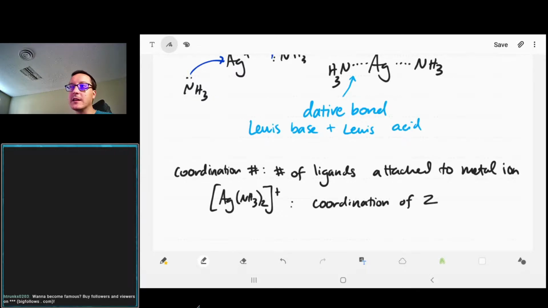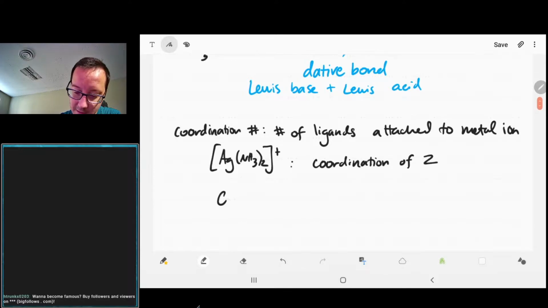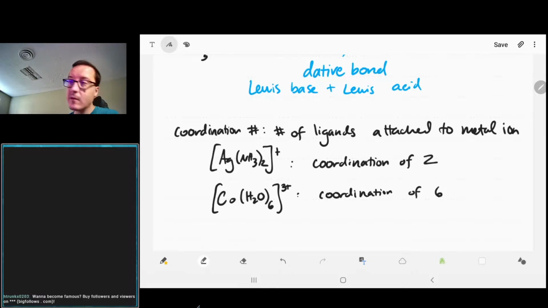It has a coordination number of 2. So with this, we have a coordination number of 2 on this one. For something like this one, it will have a coordination number of 6. For example, we'll have 6 water molecules attached to our cobalt.